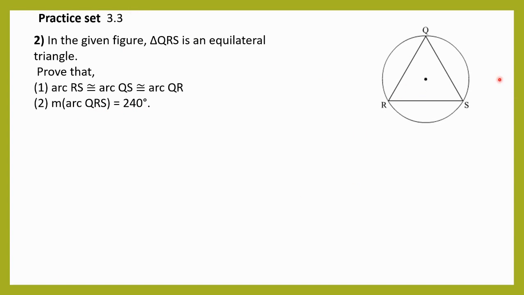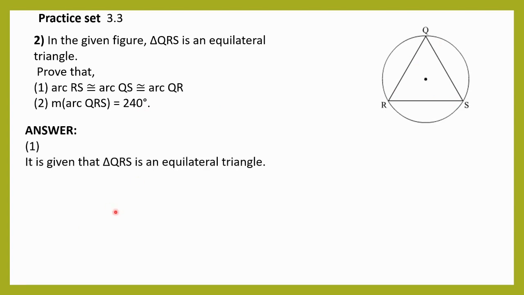So it is given in the figure, triangle QRS is an equilateral triangle, and we know that in an equilateral triangle, all sides of the triangle are equal and all angles of the triangle are equal. First, we have to prove that all these three arcs, arc RS, arc QS, and arc QR are congruent. And second, we have to prove that measure arc QRS is 240 degrees. Let's start with the proof.